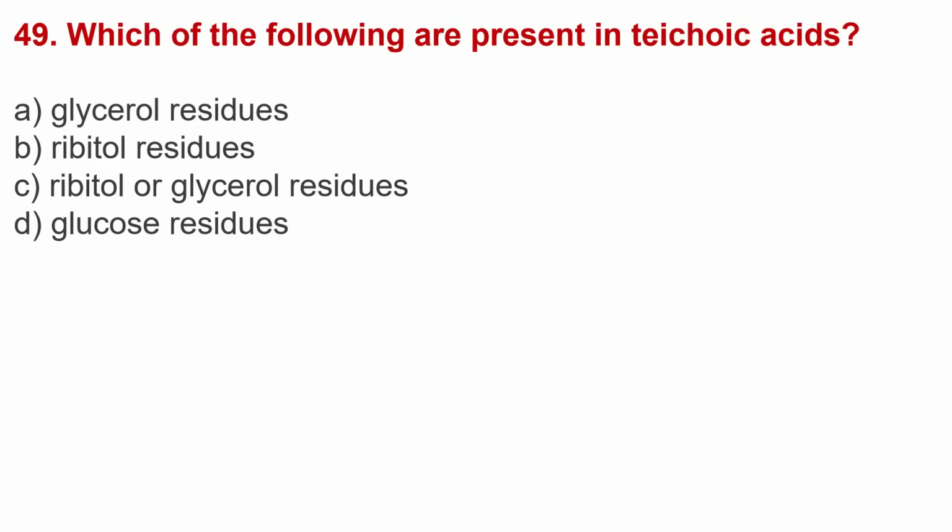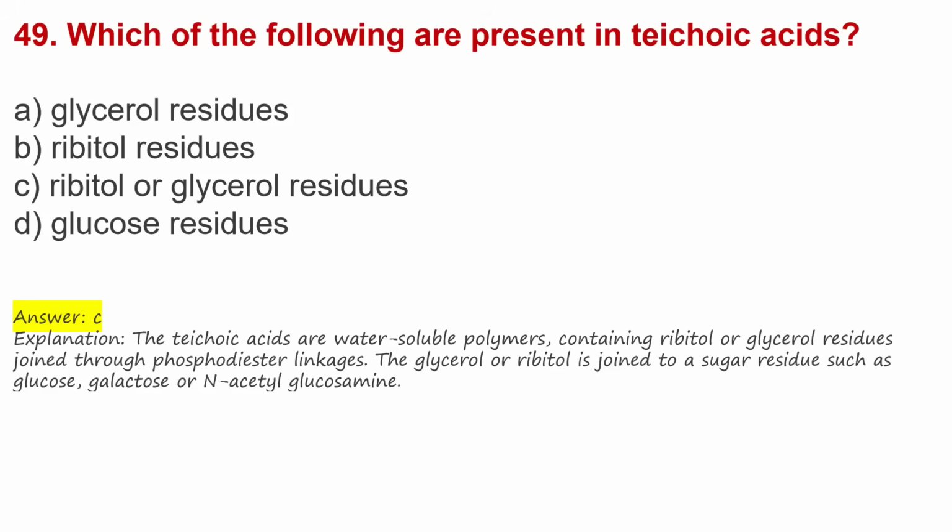Question 49. Which of the following are present in teichoic acid? A. Glycerol residues. B. Ribitol residues. C. Ribitol or glycerol residues. D. Glucose residues. The answer is C. The teichoic acids are water-soluble polymers containing ribitol or glycerol residues joined through phosphodiester linkages. The glycerol or ribitol is joined to a sugar residue such as glucose, galactose, or N-acetyl glucosamine.